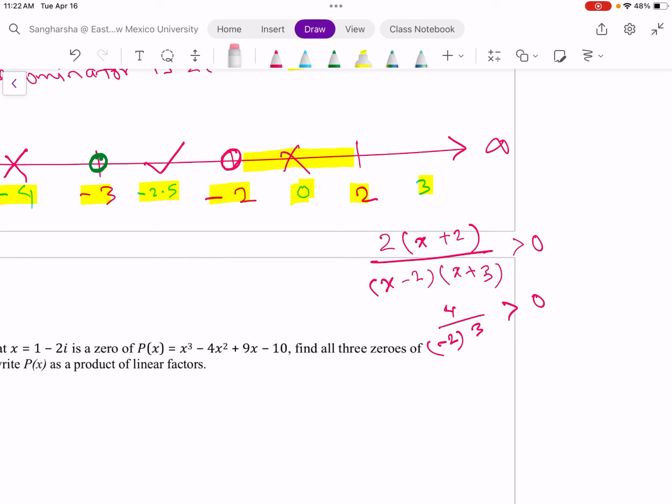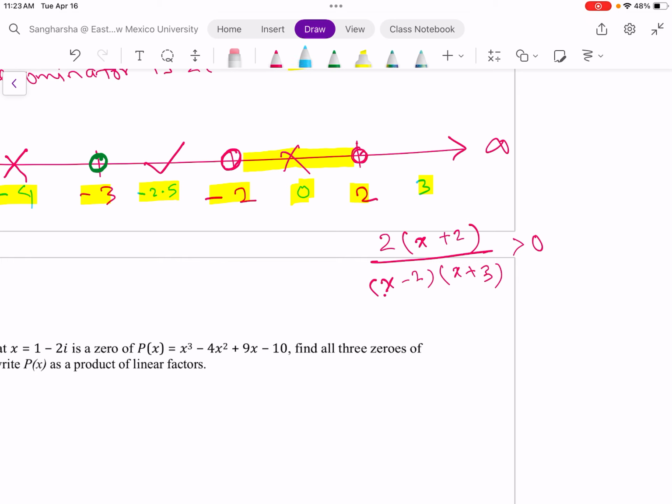Now let's check 2. 2 plus 2 is 4, and 4 times 2 is 8, divided by 2 minus 2, which is 0. So we have 0 in the denominator, which is undefined. It means this is not a solution. Now let's try 3.